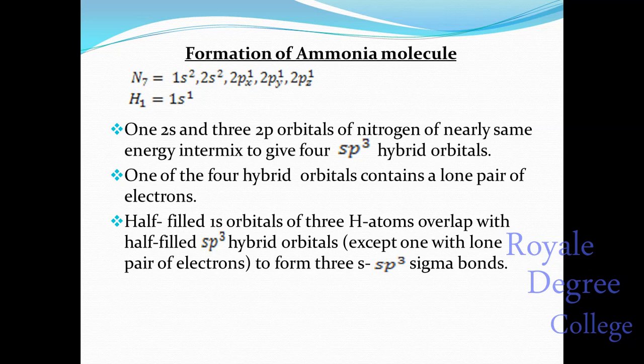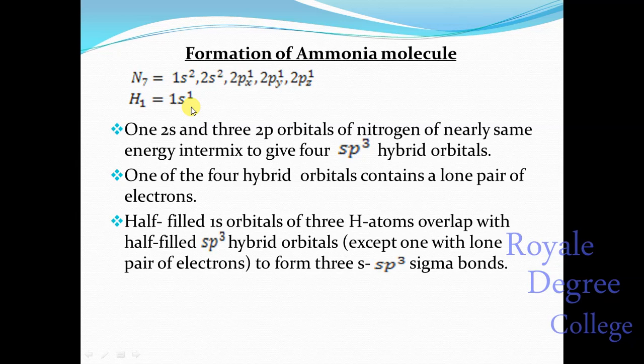Next, we'll see how the formation of ammonia molecule takes place. In ammonia, nitrogen and hydrogen is there, isn't it? Central atom is nitrogen, which is showing the atomic number 7. Electronic configuration is 1s2, 2s2, 2px1, 2py1, 2pz1. And hydrogen, as it is showing atomic number 1, its electronic configuration is 1s1. So 1 2s and 3 2p orbitals of nitrogen of nearly same energy intermix to give 4 sp3 hybrid orbitals. One of the 4 hybrid orbitals contains a lone pair of electron.